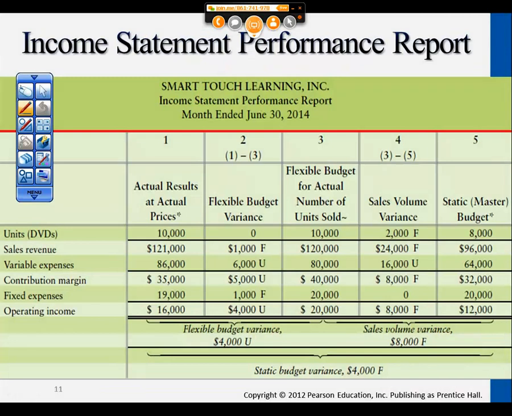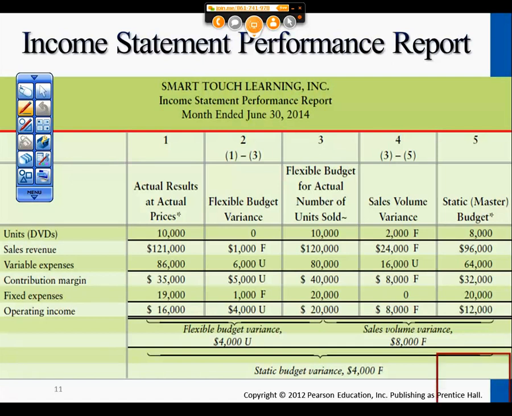So really quick, I want to remind you, how do we put together our income statement performance report, and how do we calculate all of the variances that we can get out of this report. We talked that we have our flexible budget variance, sales volume variance, and static budget variance. We calculate flexible budget variance as a difference between actual results at actual prices and flexible budget for actual numbers of units sold. And the sales volume variance is the difference between flexible budget for actual number of units sold and the static master budget values.